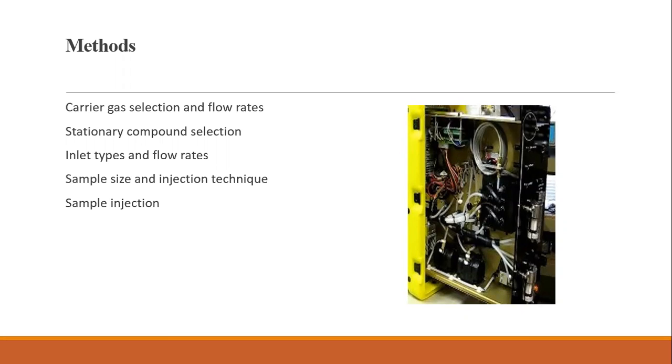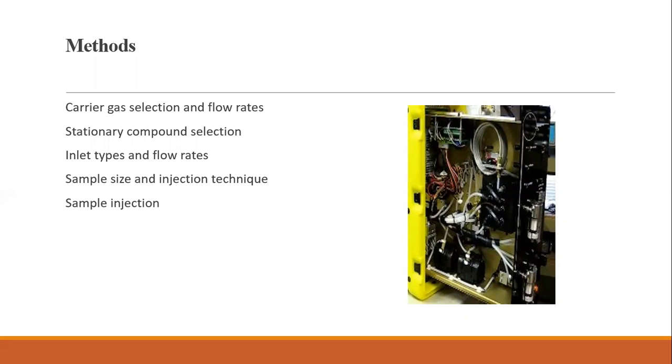So what is a method? Basically, the method is the collection of conditions in which the gas chromatography operates for a given analysis. Method development is the process of determining what conditions are adequate and ideal for the analysis required.